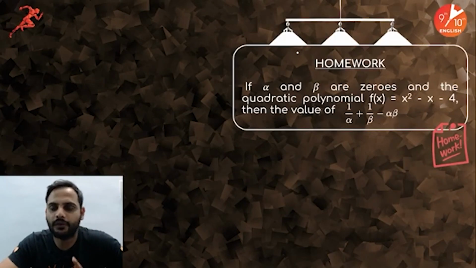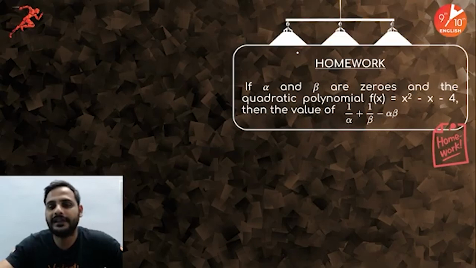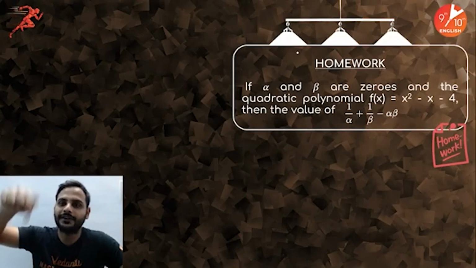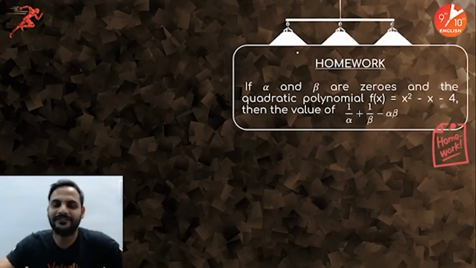Let me give you a homework question. The homework question is, if alpha and beta are zeros of this quadratic polynomial x square minus x minus 4, then tell me the value of 1 by alpha plus 1 by beta minus alpha beta in the comment section, right? So I'll wait for your answers, guys.